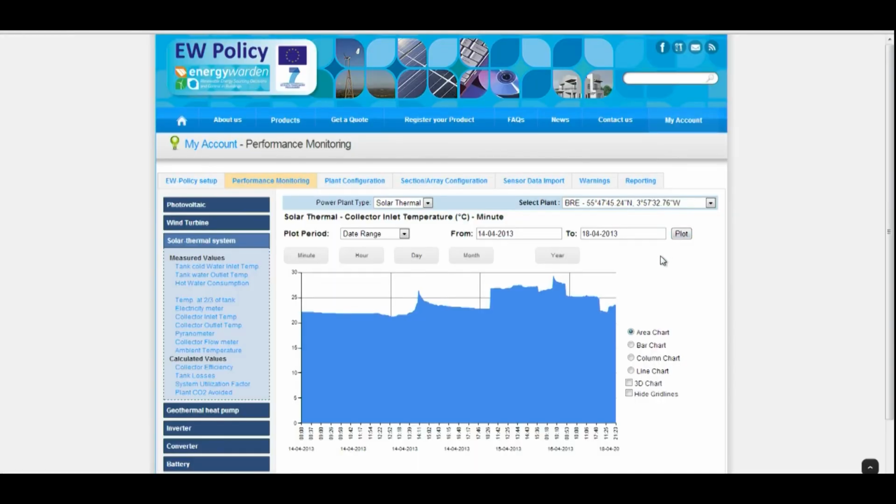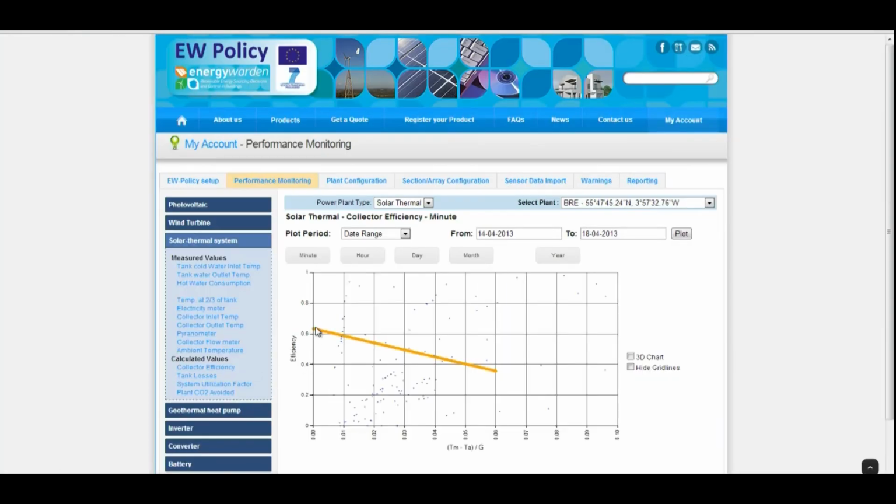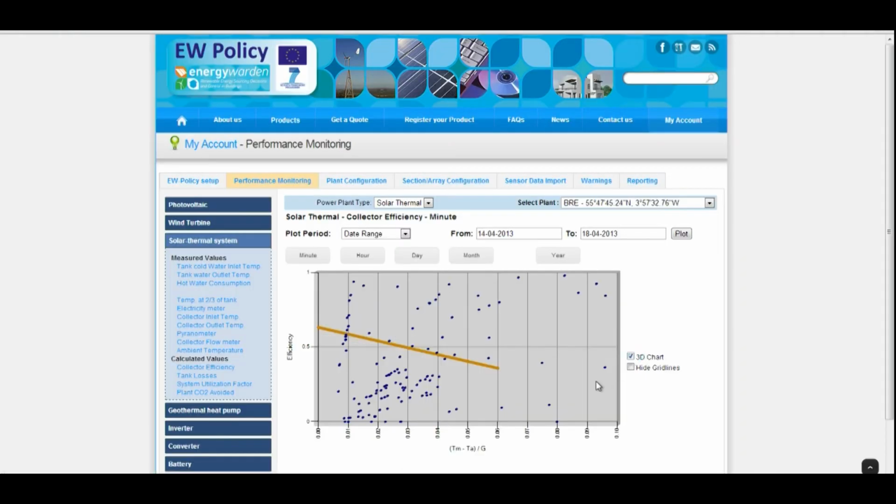With regards to the calculated values, if we select, for example, the collector efficiency, we can see a continuous line graph of the nominal efficiency curve as extracted by the accredited laboratory's report based on standard EN 12975, while the measured values are illustrated as dots.